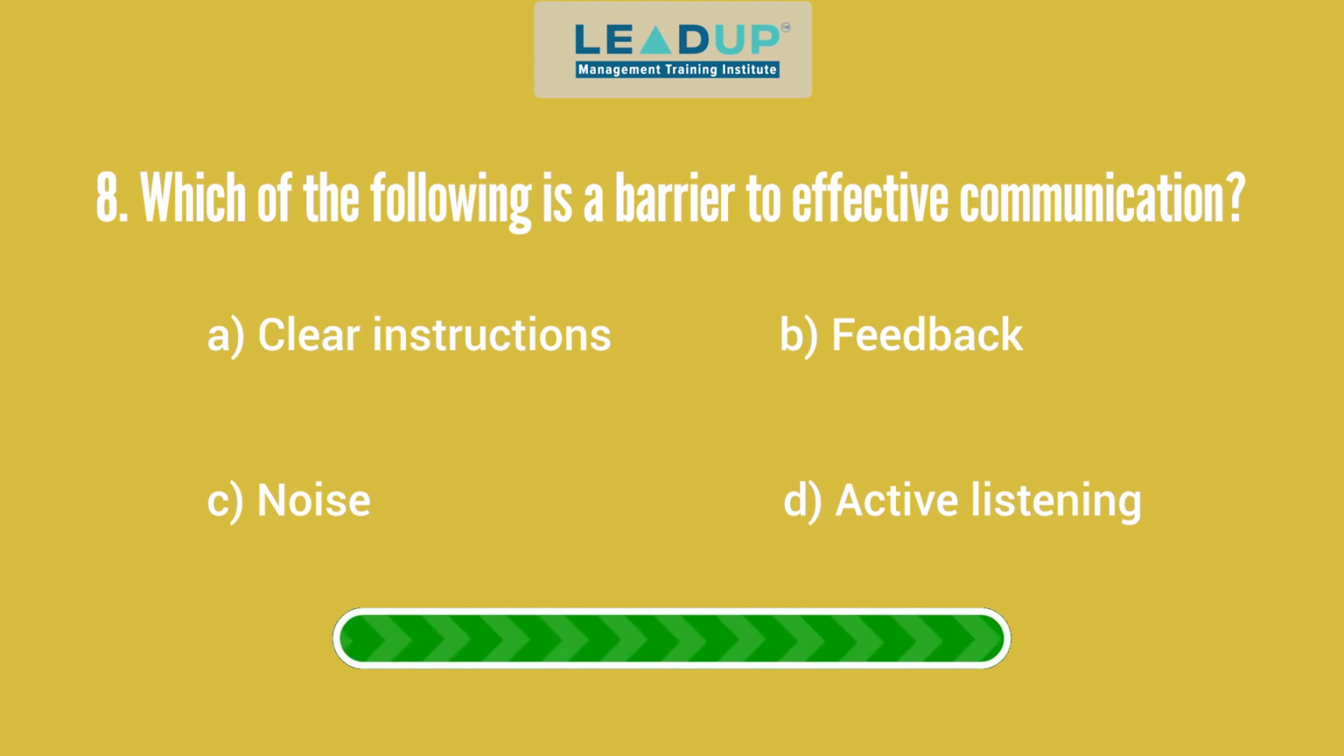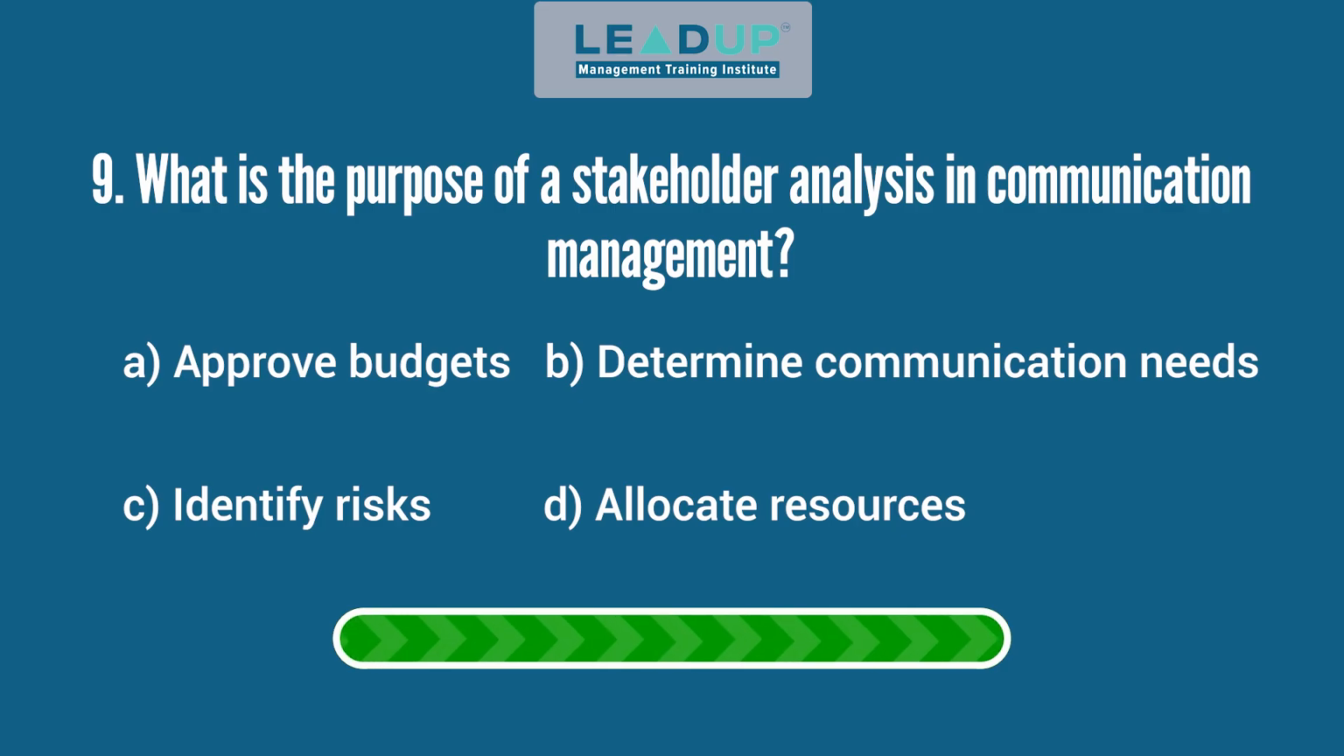A. Clear instructions, B. Feedback, C. Noise, and D. Active listening. Answer: Noise. Question 9. What is the purpose of a stakeholder analysis in communication management?